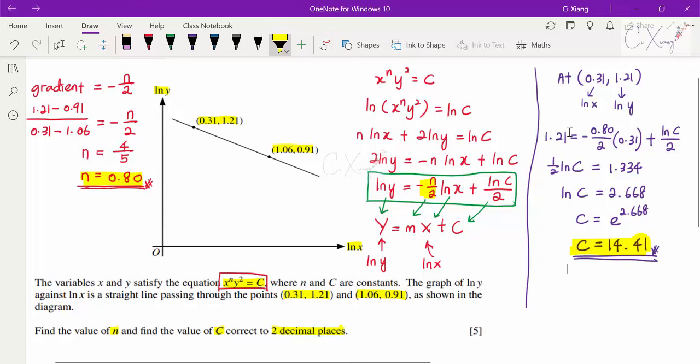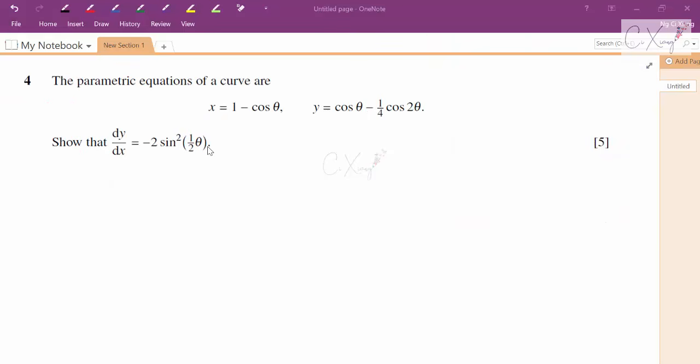So if you didn't make any careless mistake, and you use the other point, 1.06 and 0.91, it will also give you the same answer. Okay, so let us continue to question number 4.